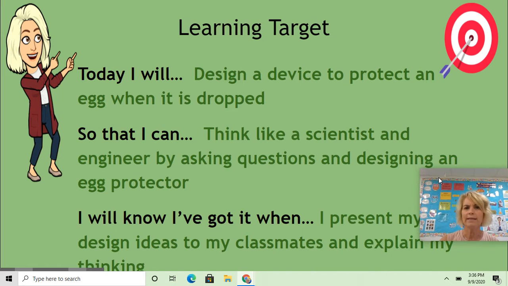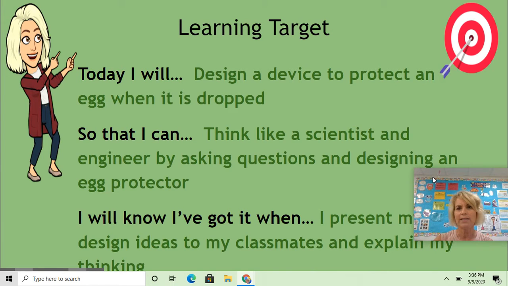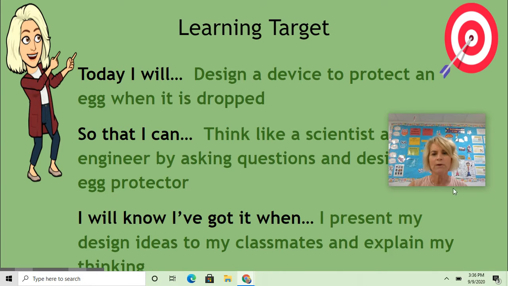So today we're going to design a device to protect an egg when it is dropped, so that I can think like a scientist and engineer by asking questions and designing an egg protector. I will know I've got it when I present my design ideas to my classmates and explain my thinking. So that's what we're up to today. We're going to design a device to protect an egg when it is dropped. An egg like this.